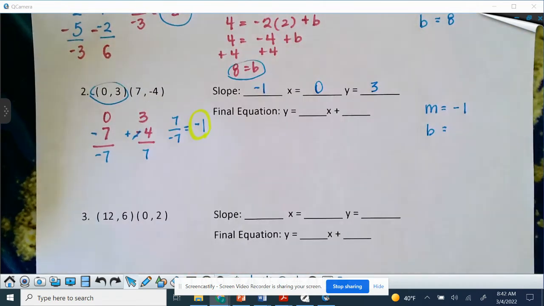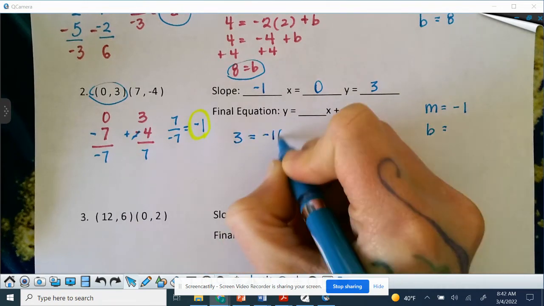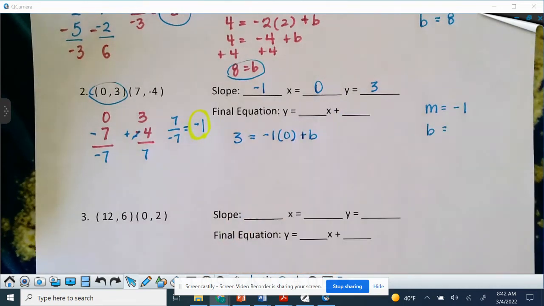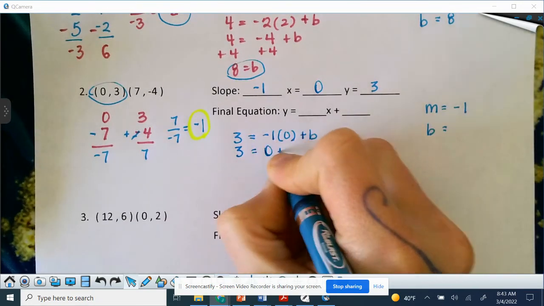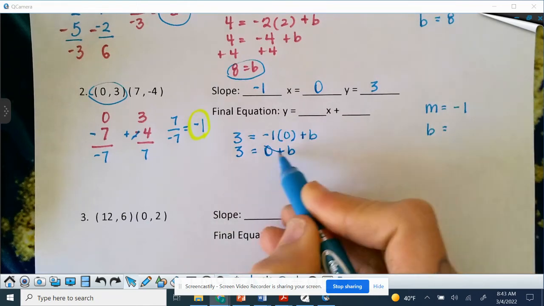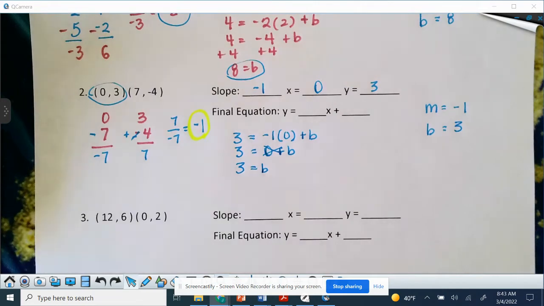So when I write that out, I have y equals mx plus b. So -1 times 0 does give you a 0. So 3 equals 0 plus b. 0 is 0, so we're done with that. So b is 3. Now we're going to write our final equation using our slope and our y-intercept.